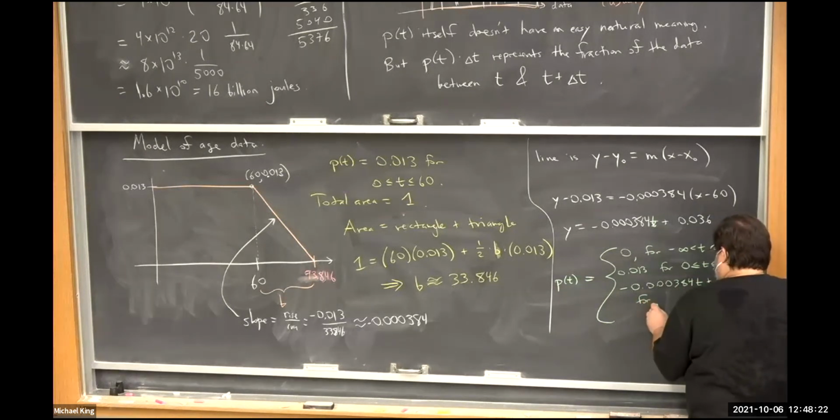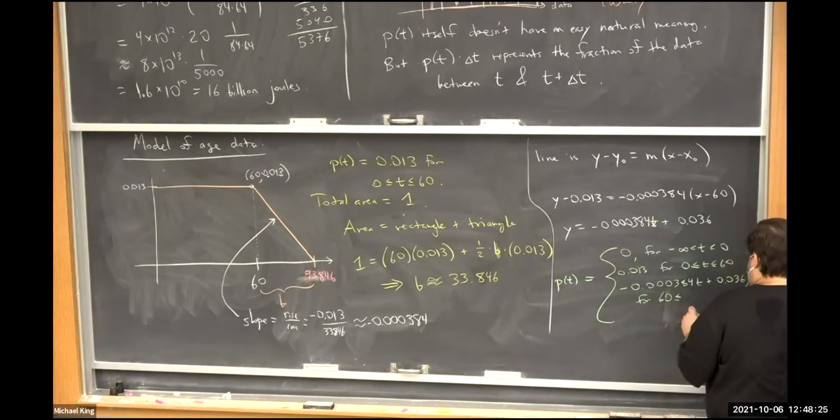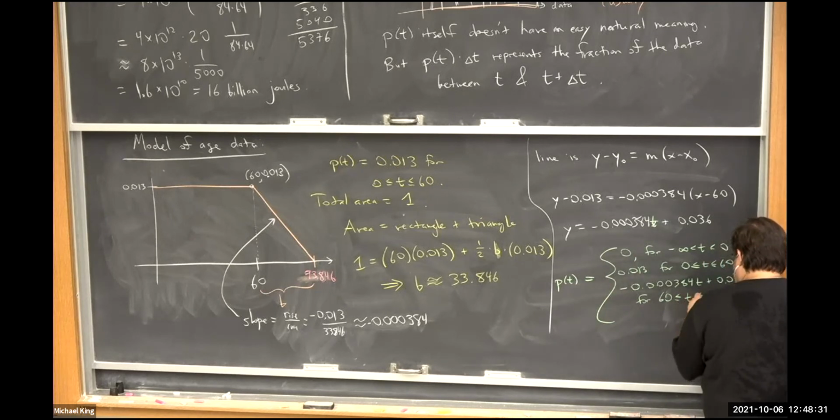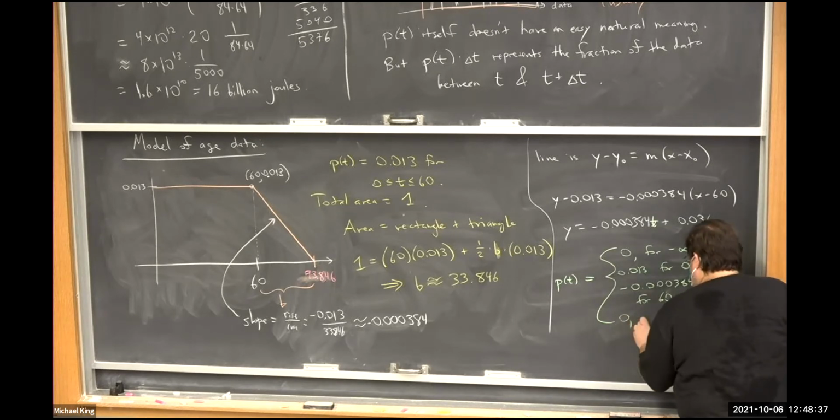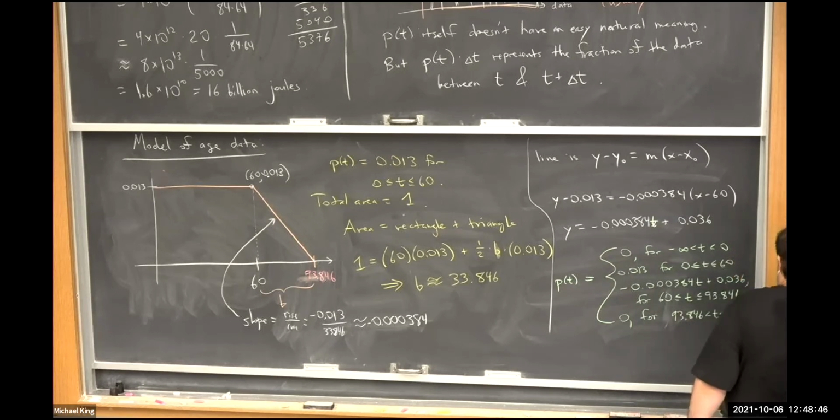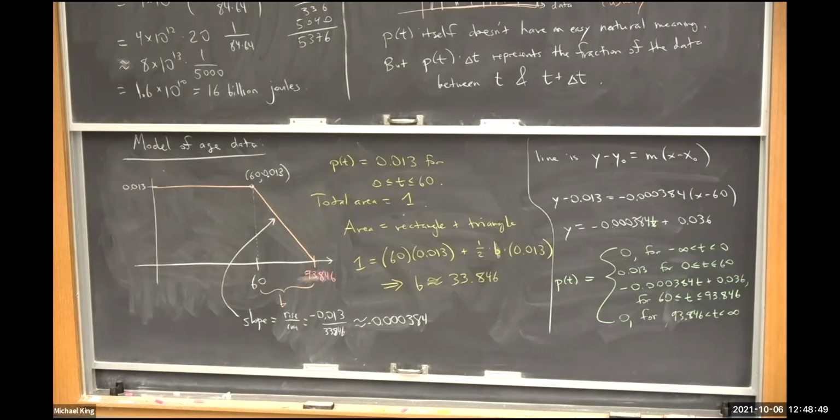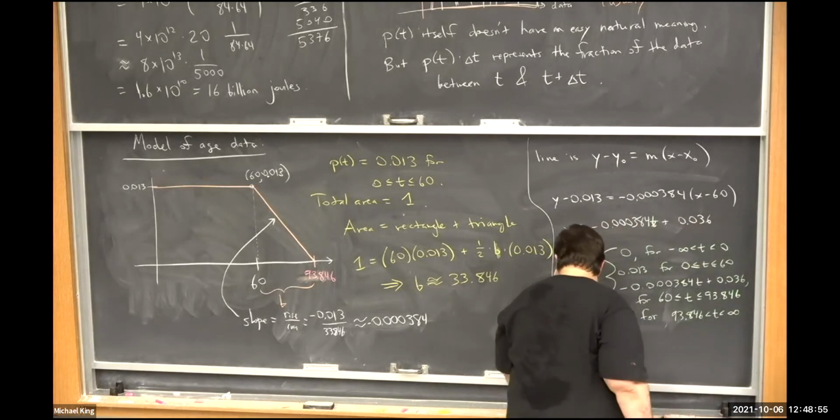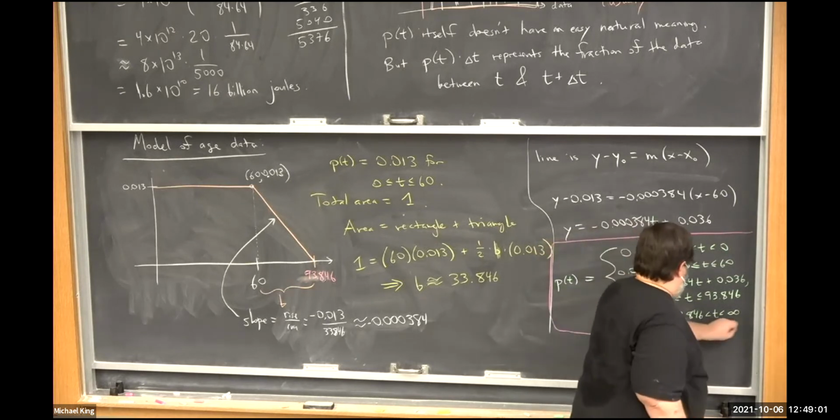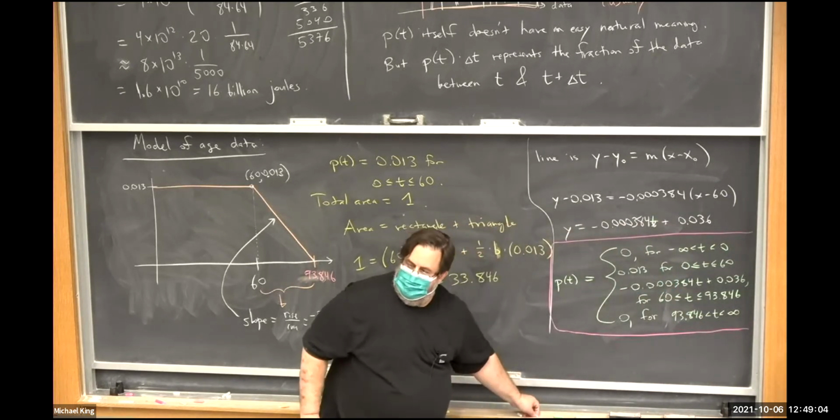That's for t between 60 and 93.846. And it's 0 for 93.846 less than t less than infinity. Is that right? Those are the numbers we filled in for the unknowns on the screen, right? So that is your probability distribution function for this data set, or this model of this data set. Okay, fair enough. Fun, right?